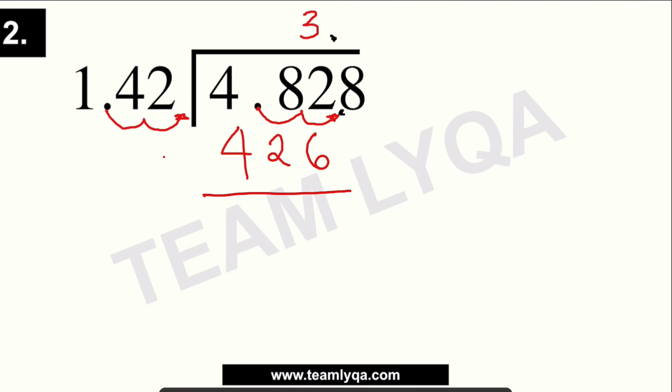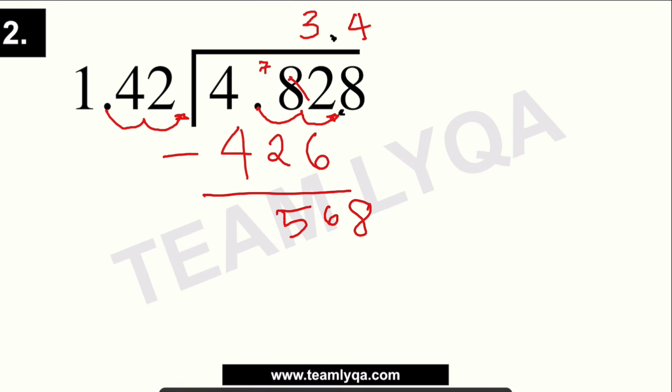Okay? So, ima-minus lang natin yun. This is going to give us 6. This will be 7. This is going to be 5. So, 56 yung nasa ilalim. Ibababa na natin yung 8. Now, you have 568 divided by 142. Now, that is going to give us 4.